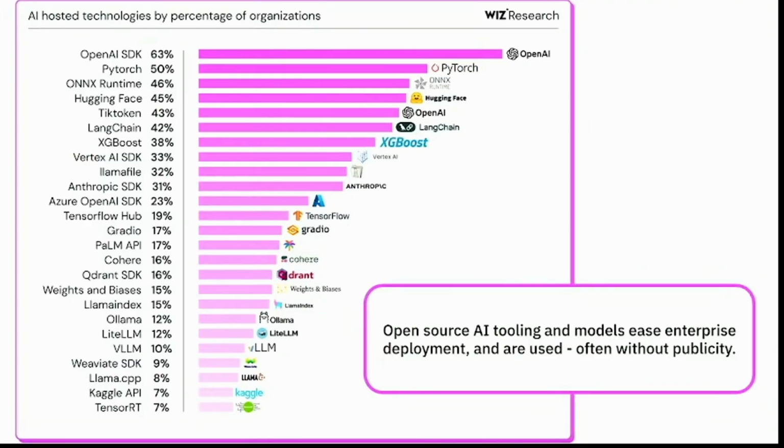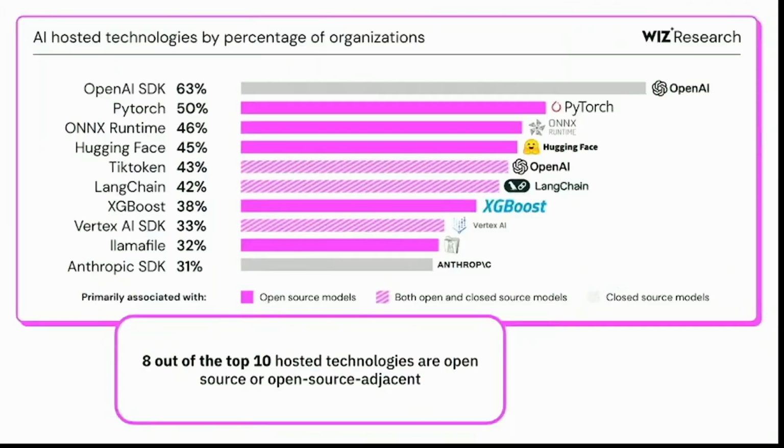So I want to call out a couple things that I found surprising here. This is the same data. It's just the top 10 most used AI tools or models on the enterprise side. And in gray, we have closed. In dashed pink, we have open-ish, like open-friendly, right? Like a TikToken from OpenAI is open-friendly. LangChain, I would say, is open-friendly. And then in full pink, we have full open source projects. And some easy things to pull out here are that 8 of the top 10 hosted technologies on the enterprise side are open source or open source adjacent.